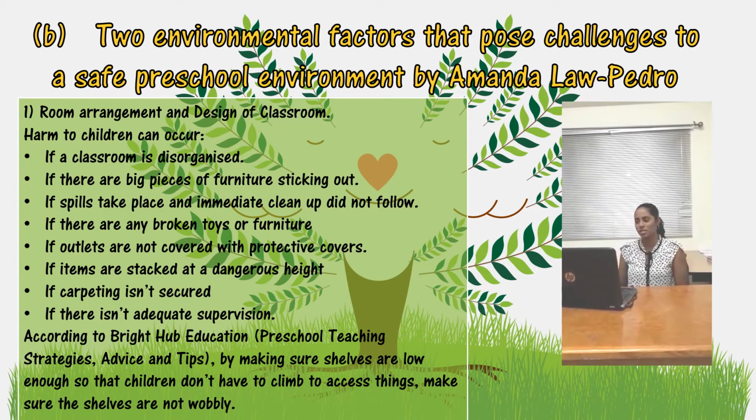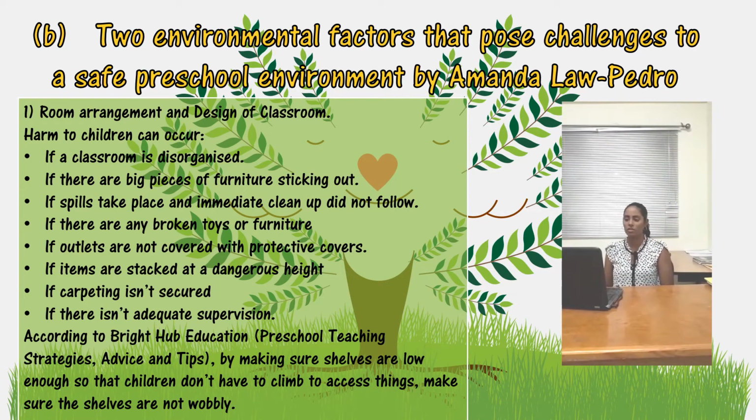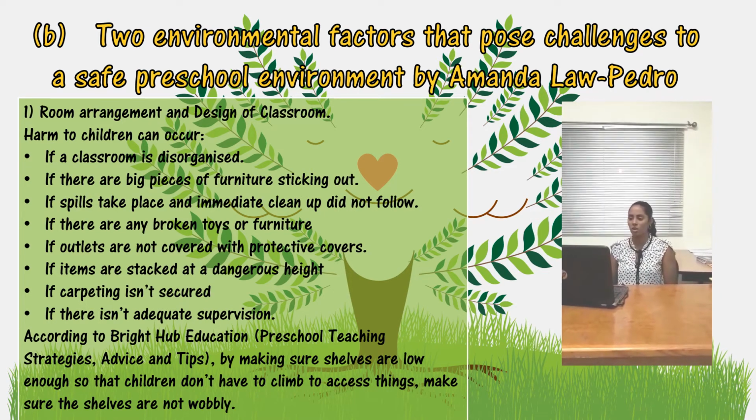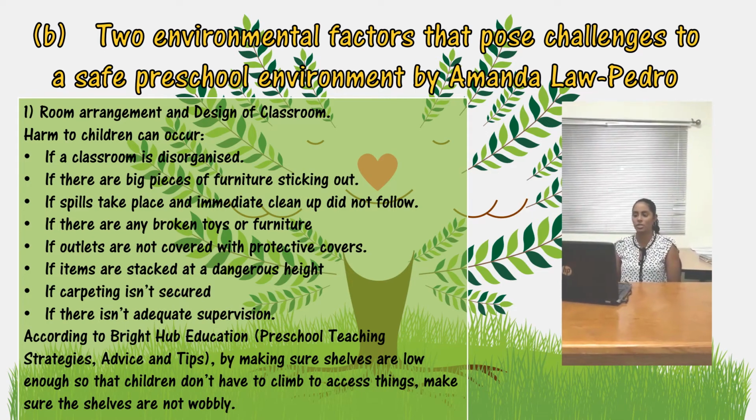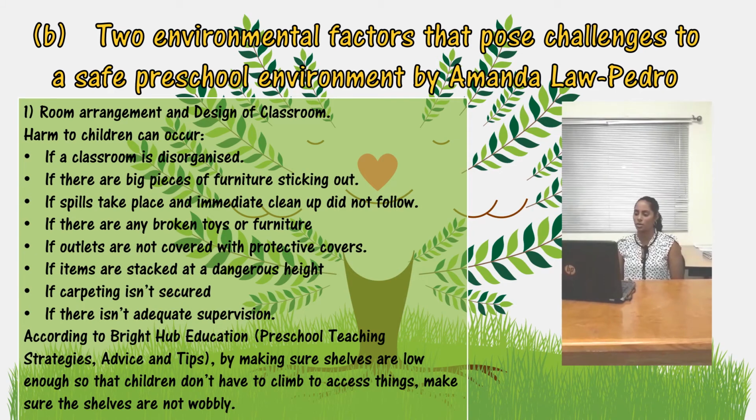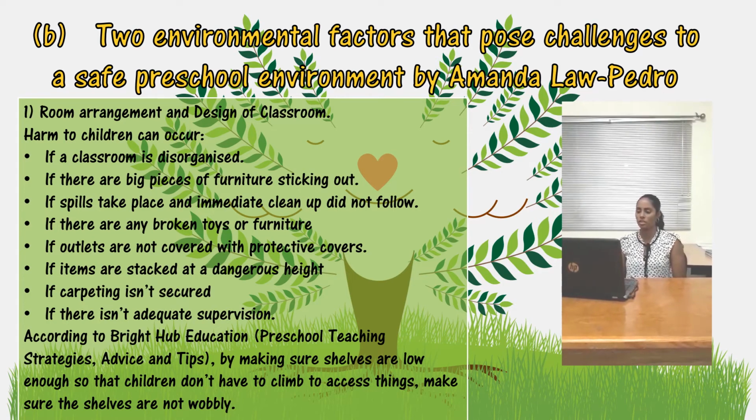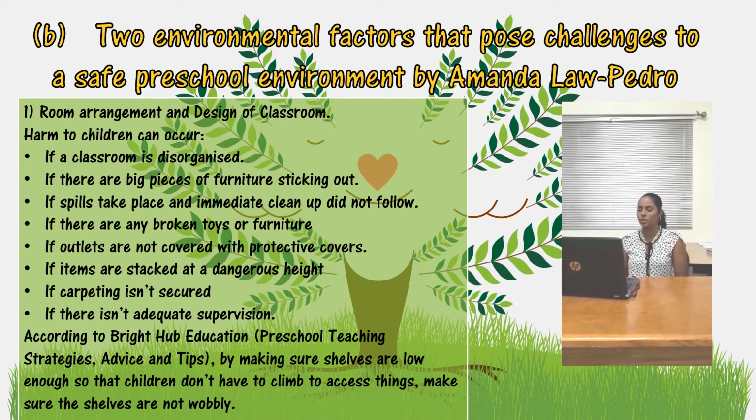Environmental factors pose challenges to a safe preschool environment. Number one, room arrangement and design of the classroom. If a classroom is disorganized and contains objects that can potentially harm a child, then there is room for potential accidents to occur frequently. If there are big pieces of furniture sticking out, then children can hurt themselves. The design of a classroom is vital for proper learning to occur and also for children to be safe. In the classroom, if spills take place, immediate cleanup should follow. In the preschool classroom, there should not be any broken toys or furniture because that can potentially harm a child.